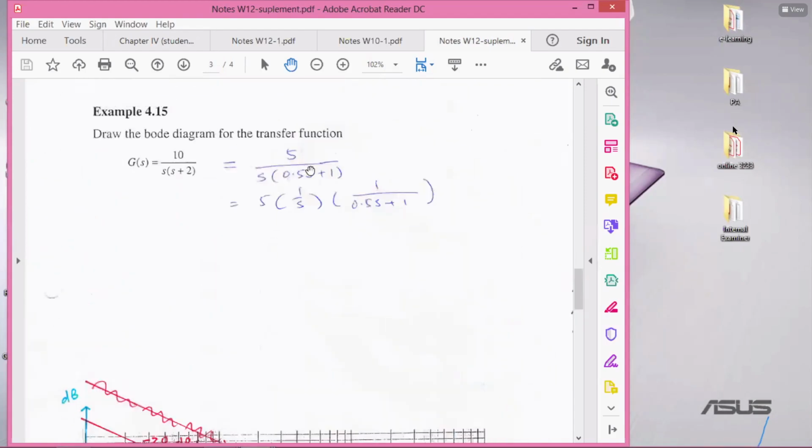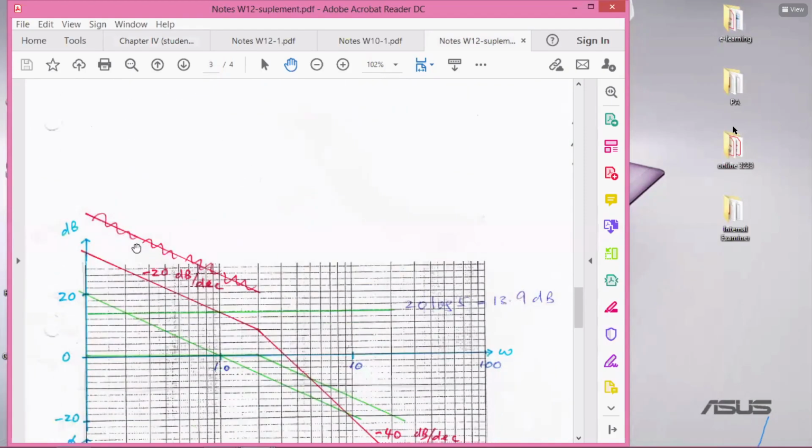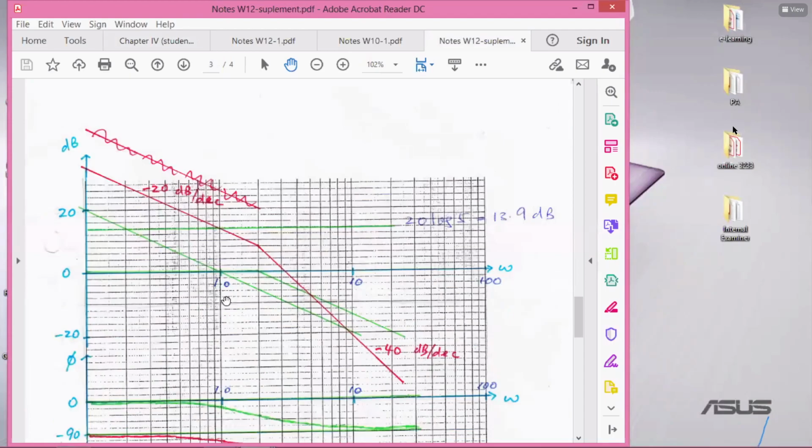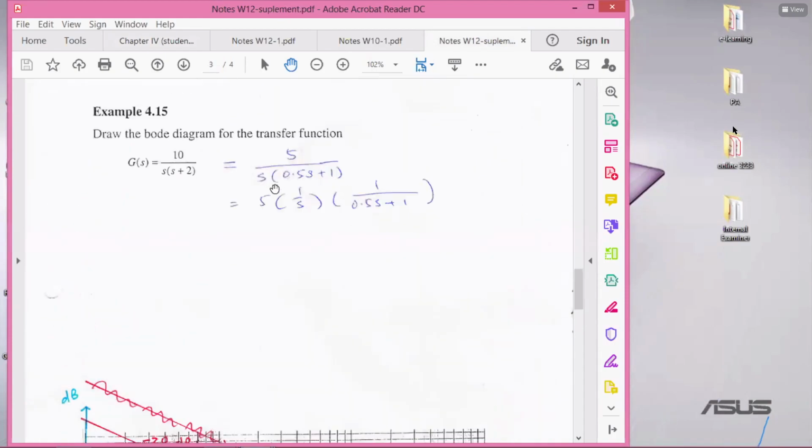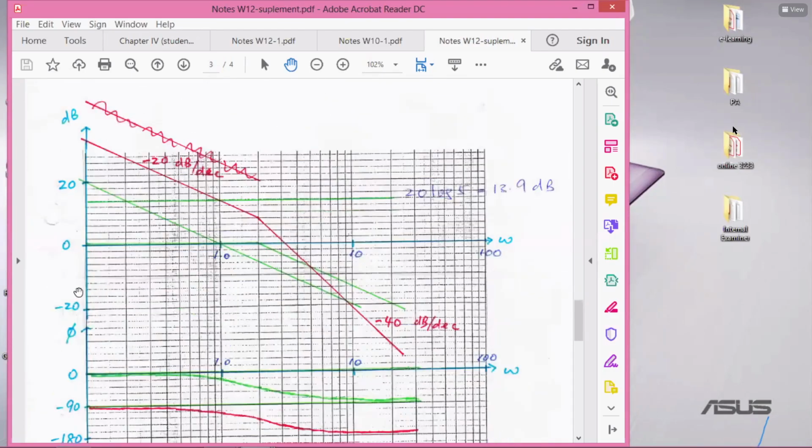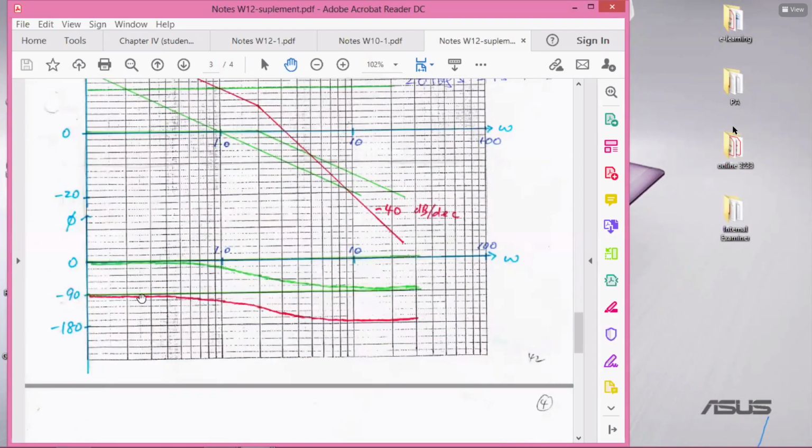Your second term is 1 over s. So 1 over s, you have this line. This is 1 over s. It's going to go through 1.0, and it's going to drop at negative 20 decibel per decade. So from 20, drop by 20 decibel, drop another 20 decibel. And the phase angle for 1 over s is always negative 90. So this is negative 90. This is another green line there. It's negative 90. So this is for 1 over s.